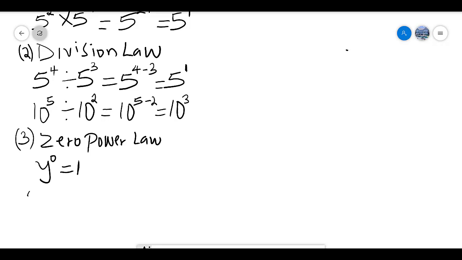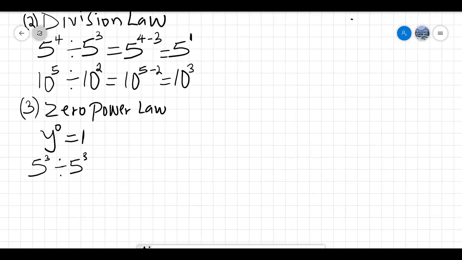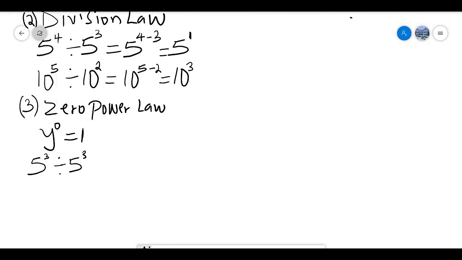Assume that you have 5 raised to the power of 3 divided by 5 raised to the power of 3. Let's try to prove and know whether this law is correct. Now we know that by expression this is the same as 5 times 5 times 5 divided by 5 times 5 times 5. If 5 goes in 5, we have 1, every time.